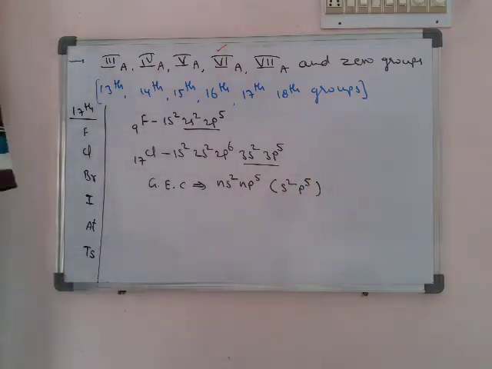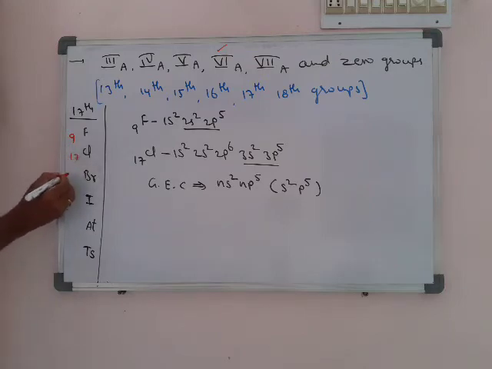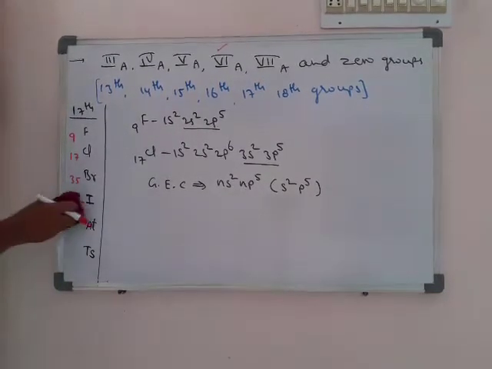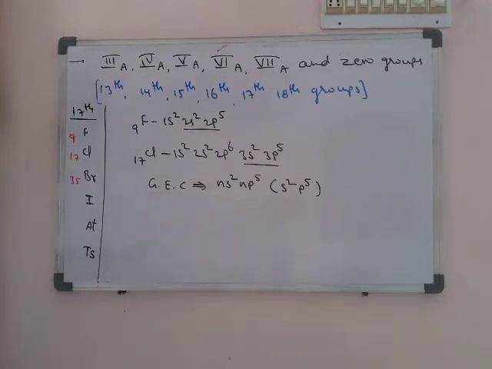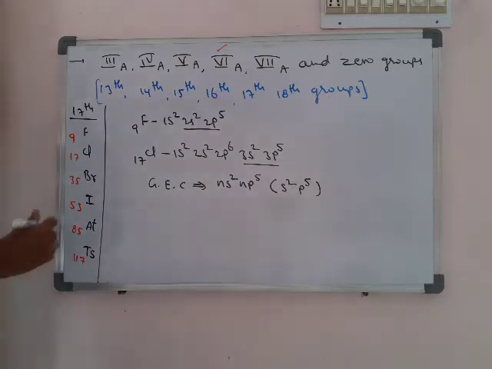So if you see their atomic numbers, we know it's 9, 17, 35, 53, 85, 117. So these are their atomic numbers.